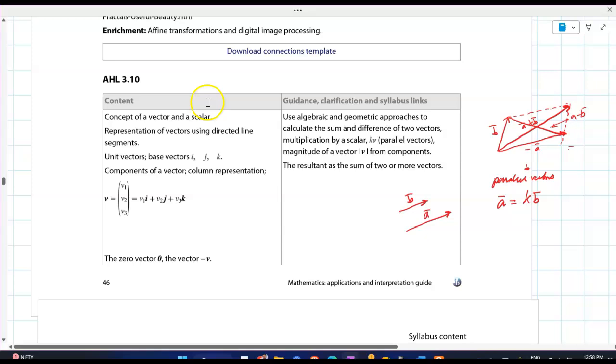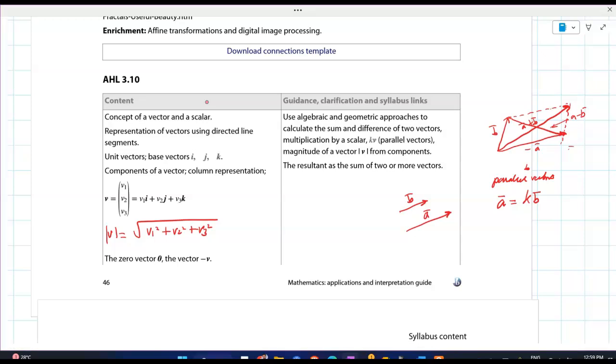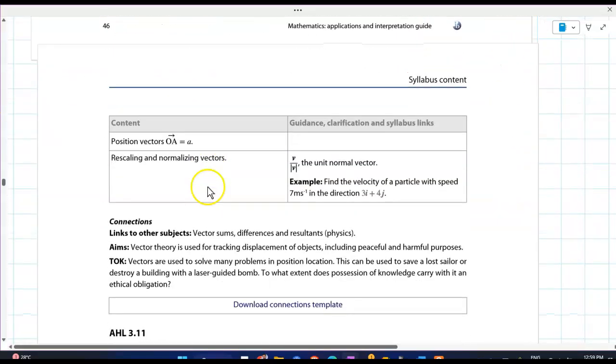Magnitude of a vector. So if you're finding the magnitude of a vector, it's simply the root of v1 squared plus v2 squared plus v3 squared. Magnitude refers to the length of the vector. Yes. Correct? The sum of two or more vectors. So you basically just add them component-wise, this is not a problem at all.